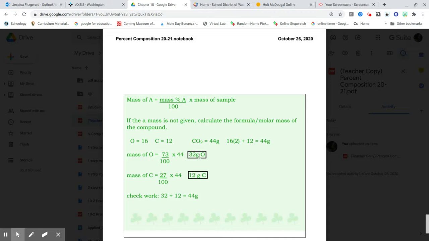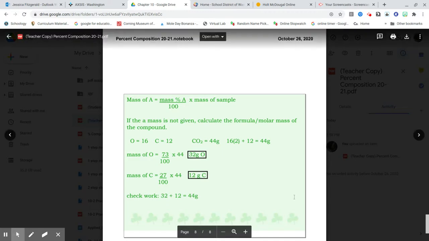Again, with your mass of problems, make sure you label with grams and that you label oxygen and carbon, or you can say O equals, C equals. Again, double check your answer to make sure you are correct. So we have 32 plus 12 gives me a total of 44 grams.